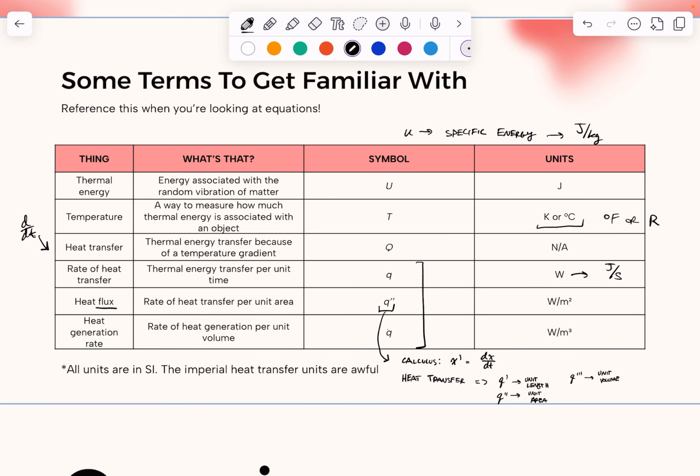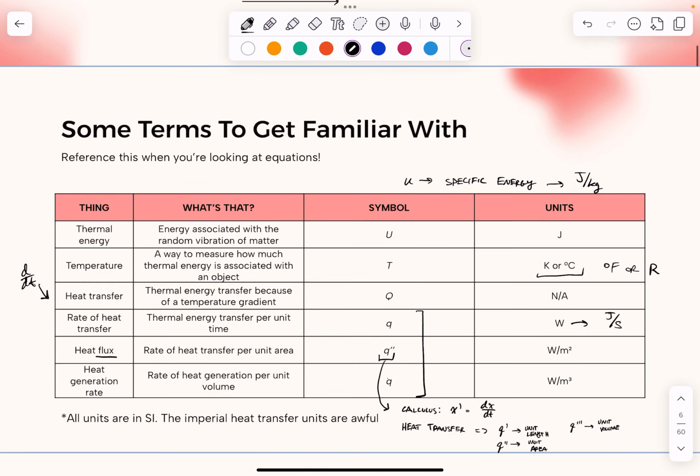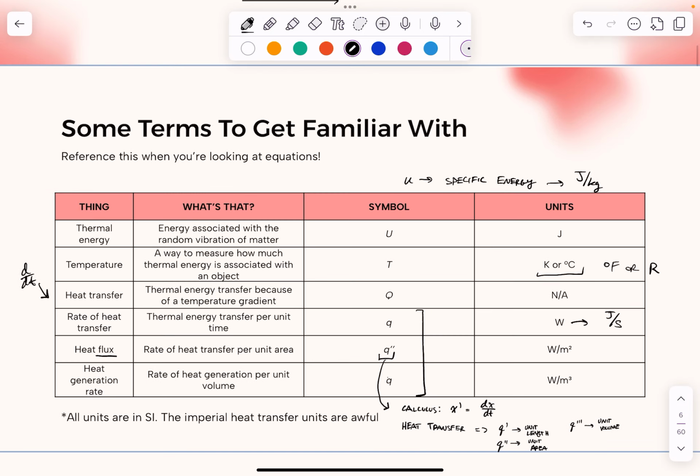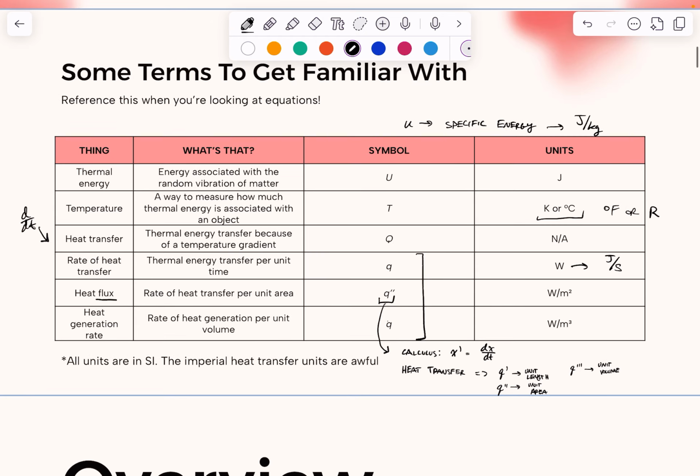Okay, great. That's all I wanted to cover with this set of slides. Super quick overview of heat transfer. I'm sorry if that ran a little long. Next, we will be getting into steady state conduction in the next video.